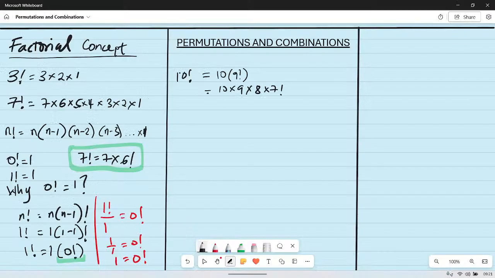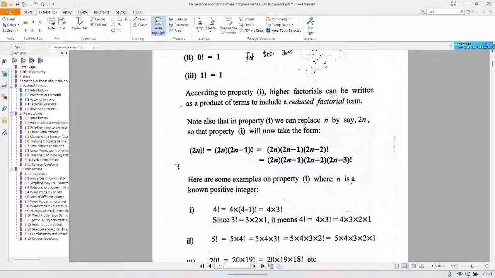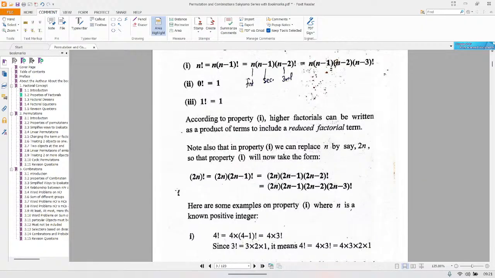Right? So if you have a higher factorial, something like 10 factorial, you can write it in a lower term so that it can reduce some other factorials. Something like 2n factorial. Note that in property 1, the first one over here, we can replace n by say 2n so that the property will now take the form. So if you have 2n factorial, it becomes 2n, 2n minus 1, 2n minus 2, 2n minus 3. Do you get it? So this one can even end at 2. It can continue on the same thing, 2n minus 4.